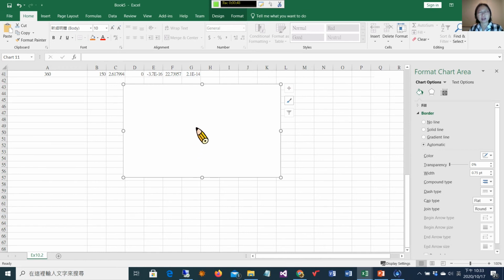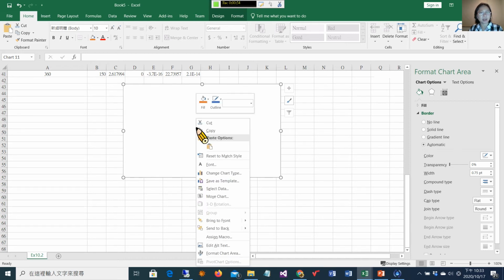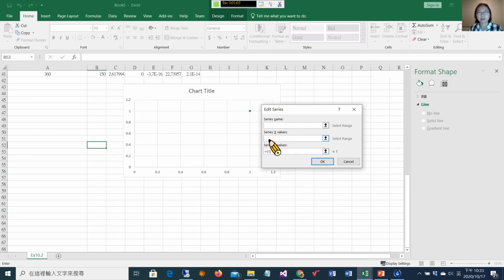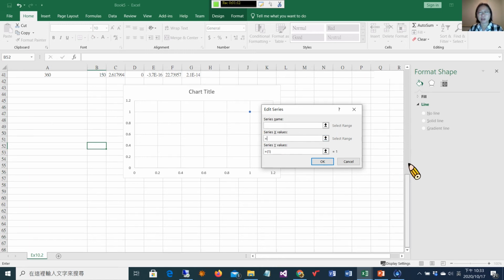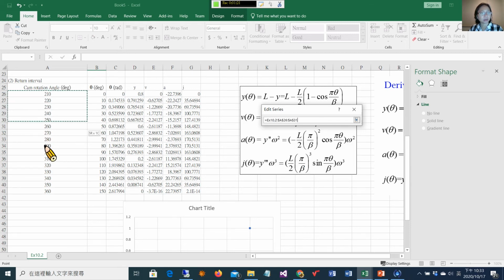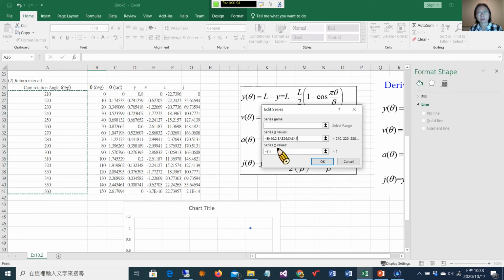We can select this diagram and click the right mouse button. It appears a toolbox and select data. Add the data. So we need to add data for series X values. So equal sign and select cam rotation angle from A26 to A41, and select a range for series Y values.